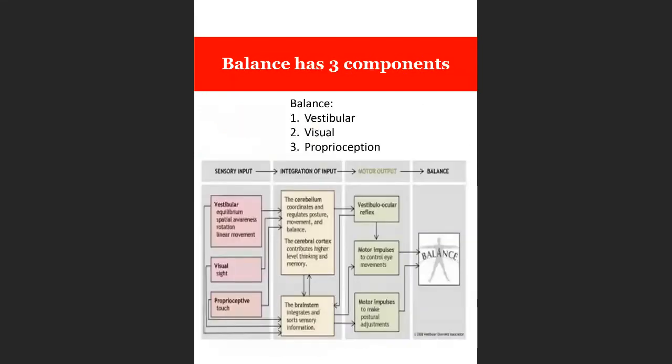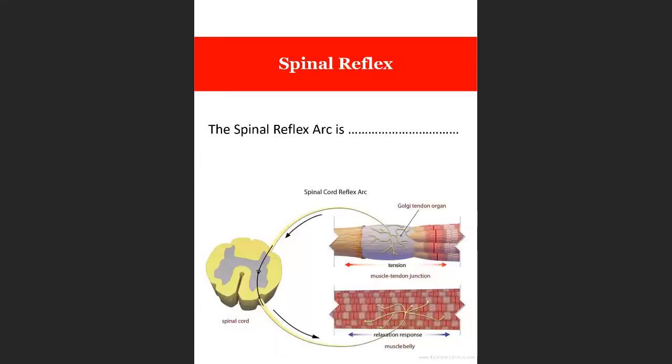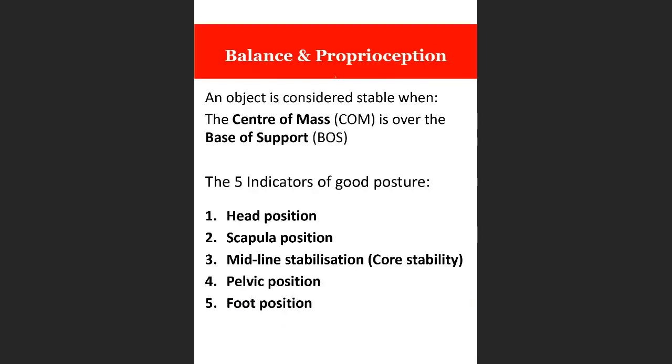Particularly, we've got how balance and proprioception works. Here we are, we've got the vestibular system, we've got the visual system, and the proprioceptive system. Okay, so important that we understand that. Remember, we've got the Golgi tendon organ and the stretch reflex to revise, spinal arcs, all that sort of thing.